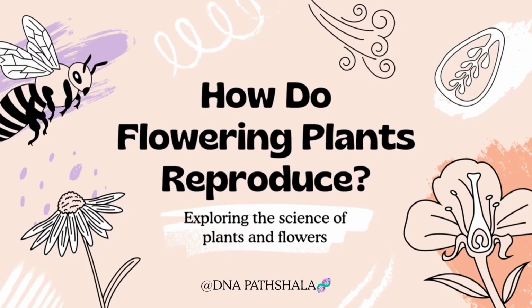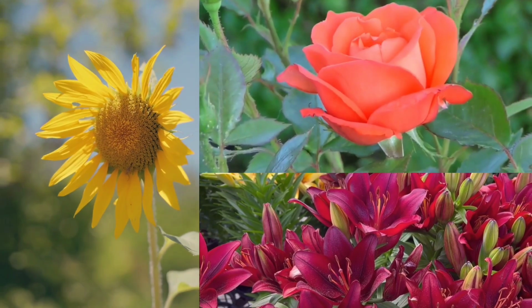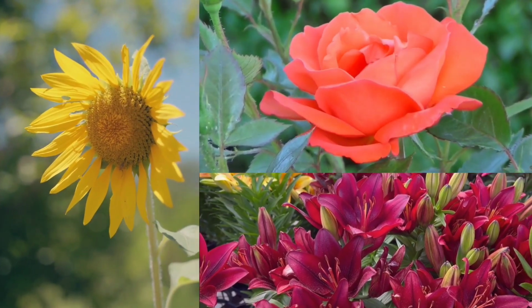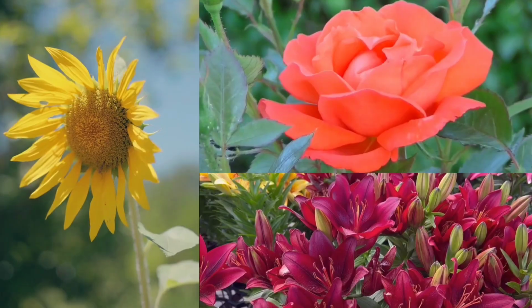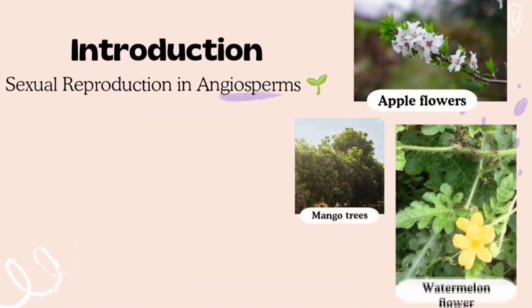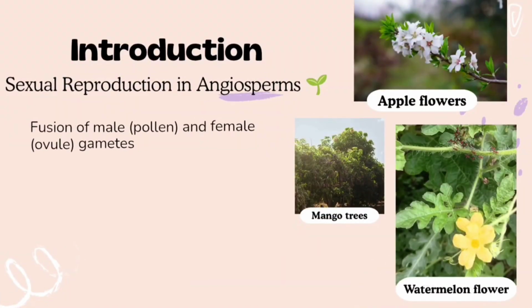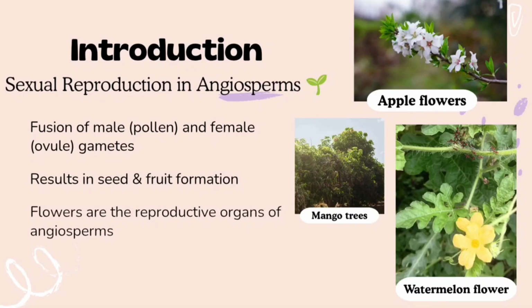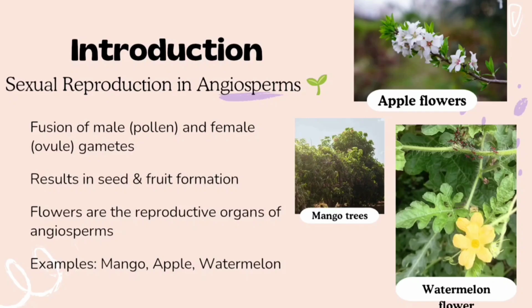Today we are going to explore something very exciting. Yes, flowers as the reproductive units of plants. Yes, the same flowers we enjoy for their beauty, roses, sunflowers, lilies, are actually the organs of sexual reproduction in plants. Isn't that amazing? In flowering plants, or you may say angiosperms, reproduction happens when the male gamete from pollen fuses with the female gamete in the ovule, and that's how we get seeds and fruits like apples, mangoes, and even watermelons. So, let's get started.